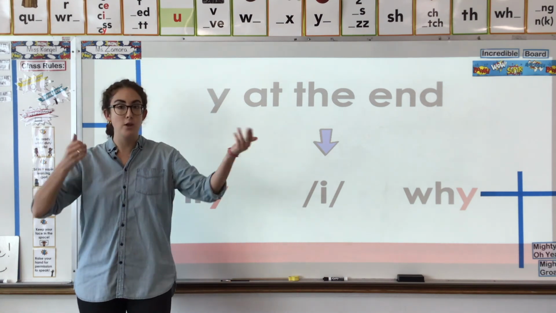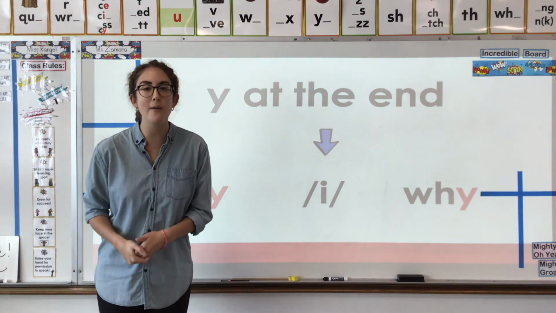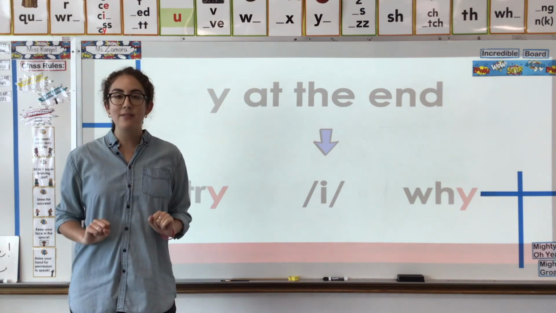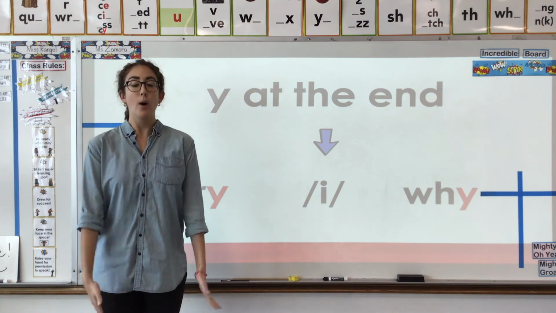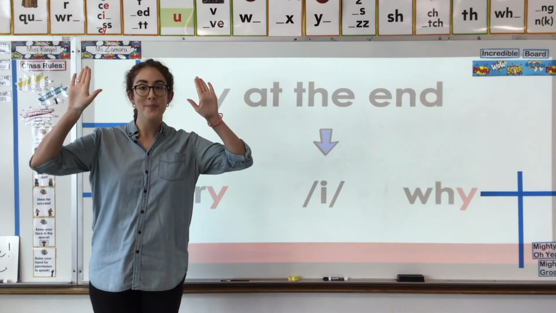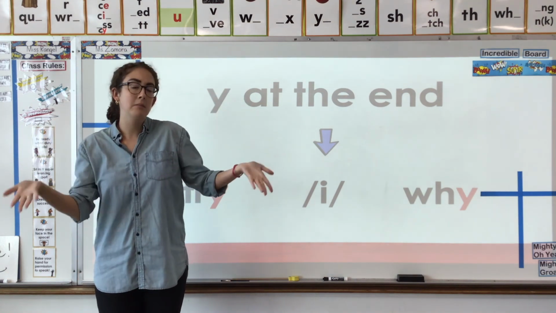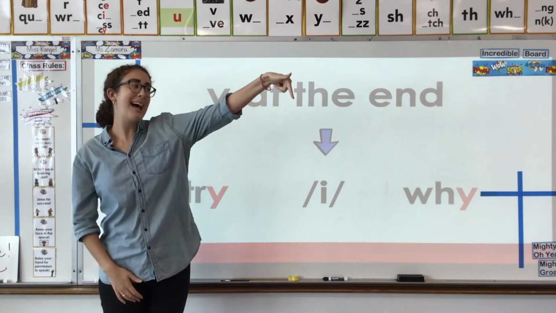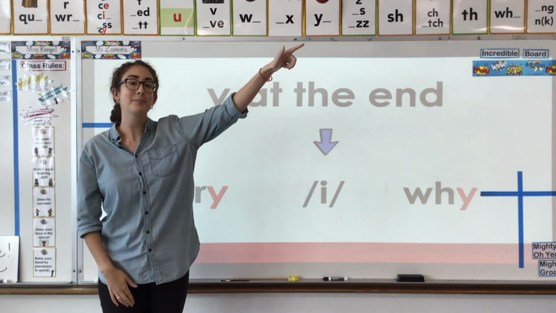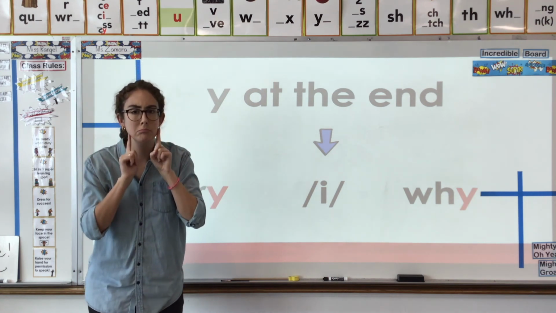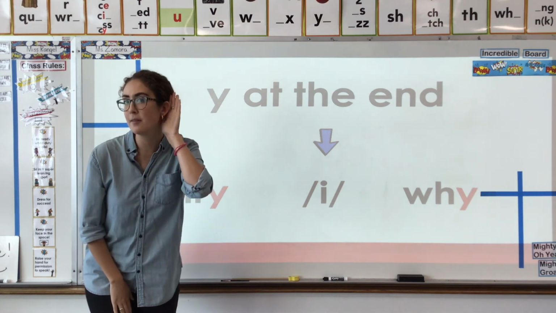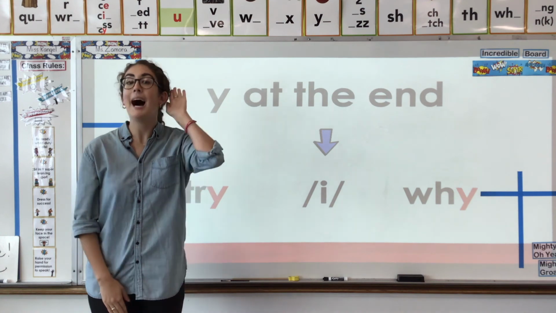So of course, you know what's next. We have to do our mirror words for the third and final sound for Y. Are you ready? Here we go. Mirror words. When a Y is at the end and all alone, it sounds like I.